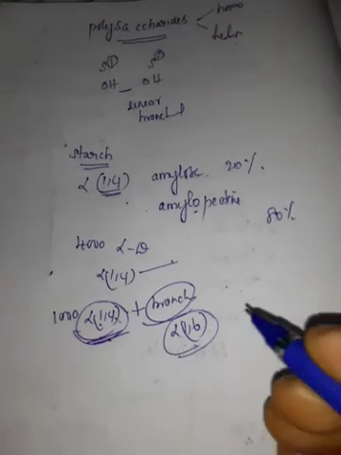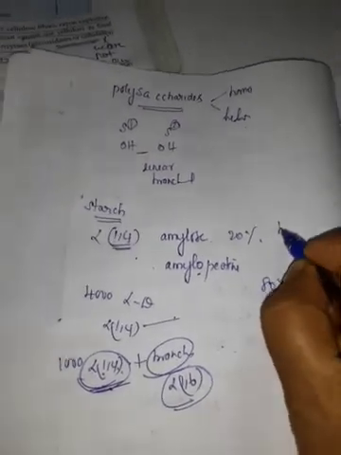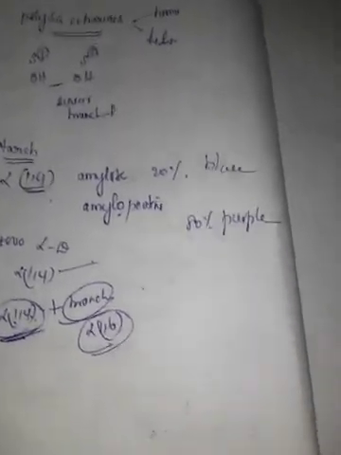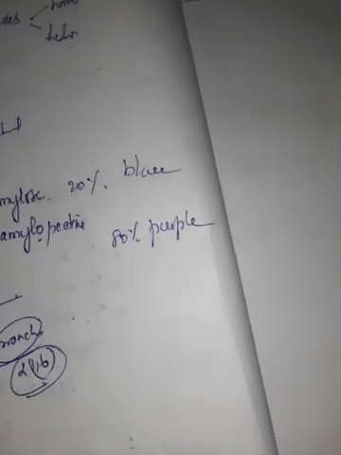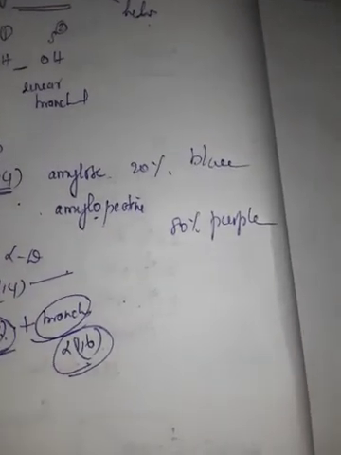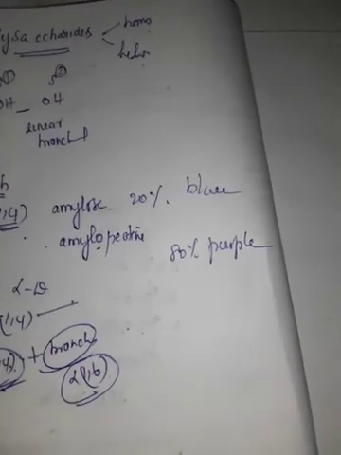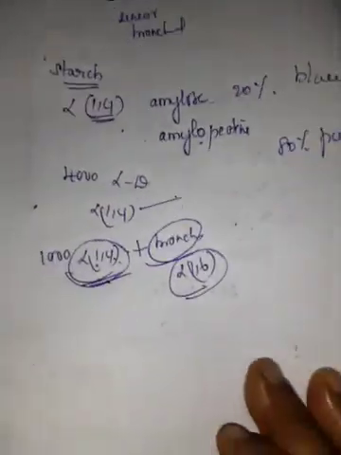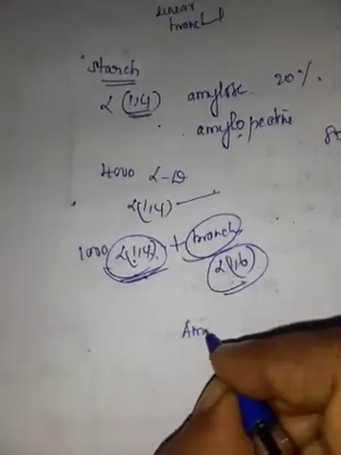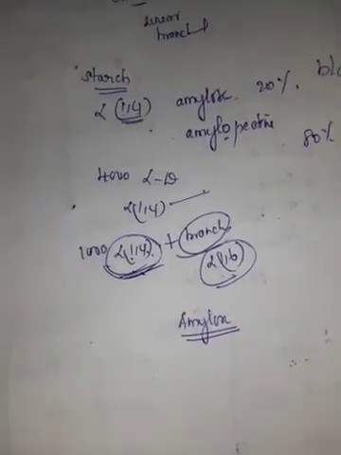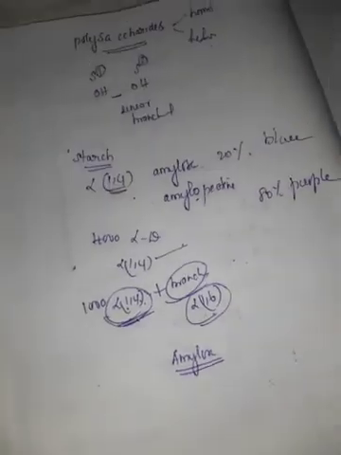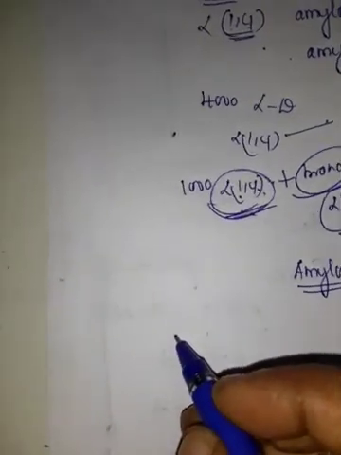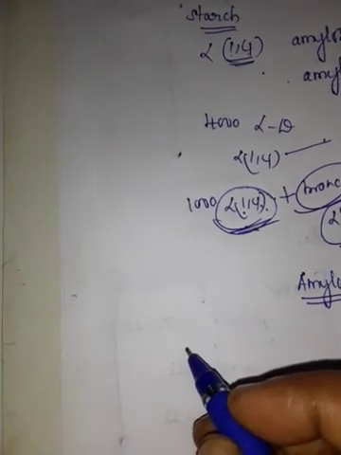With iodine solution, amylose gives a blue color, amylopectin gives a purple color. These are some differences between amylose and amylopectin. Whatever I told, you can keep in your mind and write the differences between amylose and amylopectin. Now we are going to draw the structure for amylose. Amylose is linear, amylopectin is branched. So amylose, linear, involves alpha D glucose units.